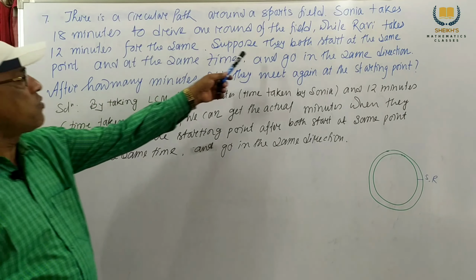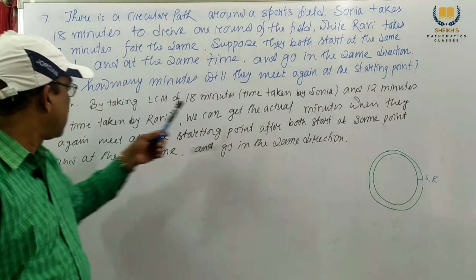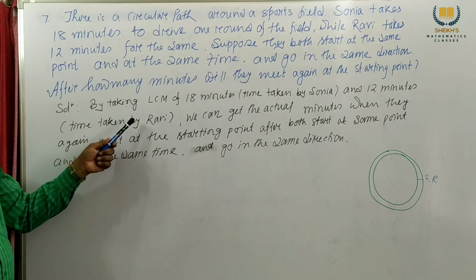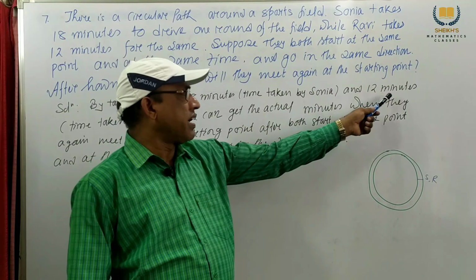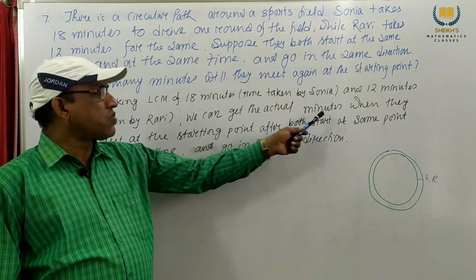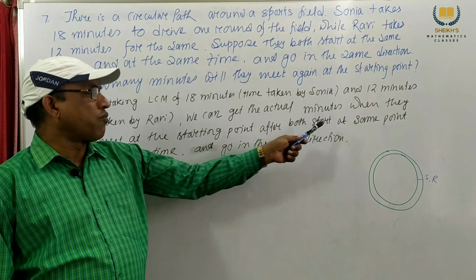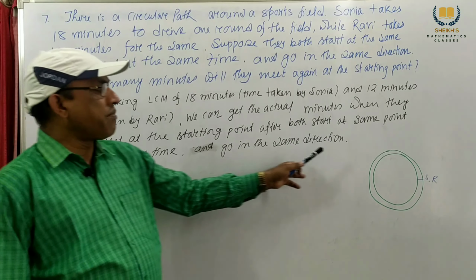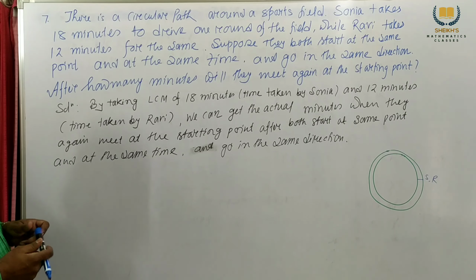Given that they both start at the same point and at the same time and go in the same direction, after how many minutes will they meet again at the starting point? By taking the LCM of 18 minutes for Sonia and 12 minutes for Robbie, we get the actual time when they meet again at the starting point.